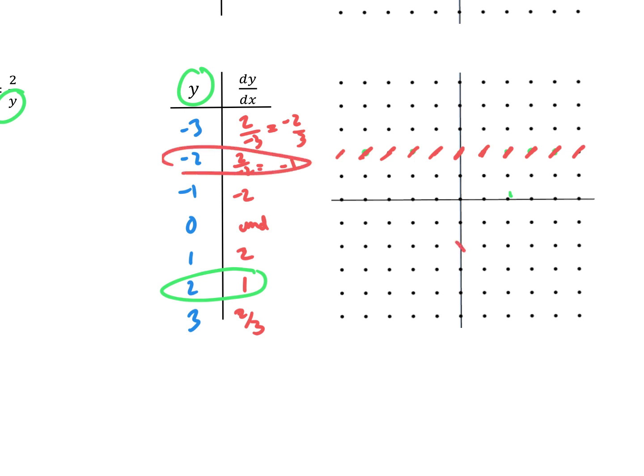At negative 2, my slope is negative 1, and that just feels like that would be not too bad to put in there. At 1, my slope is positive 2, so a little bit steeper. Again, I'm visualizing up 2 over 1, versus this was just up 1 over 1.